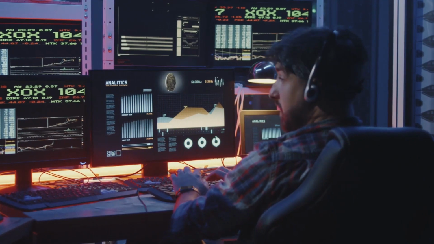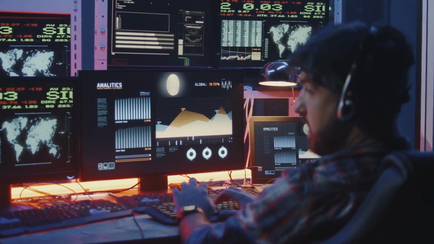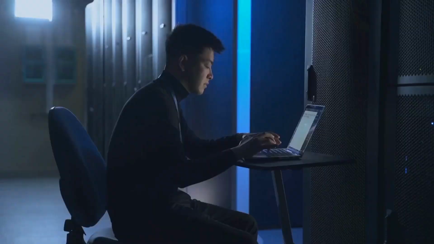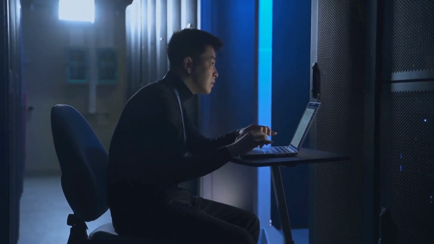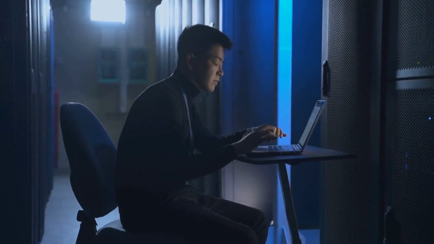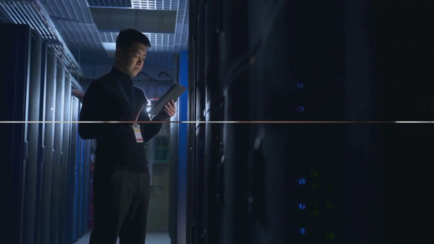Now, let's move on to analyzing the effectiveness of our controls. It's crucial to understand not just what controls are in place, but how well they are performing. Are they reducing risk to an acceptable level? It's time to assess this.